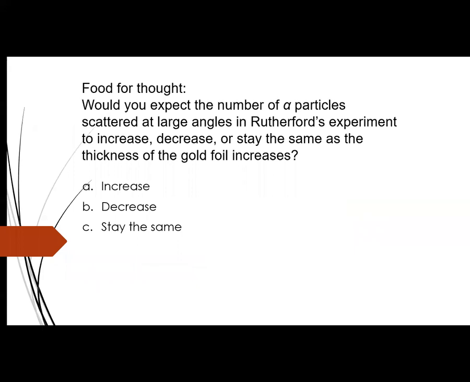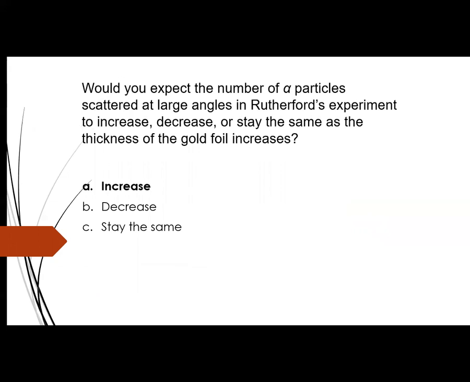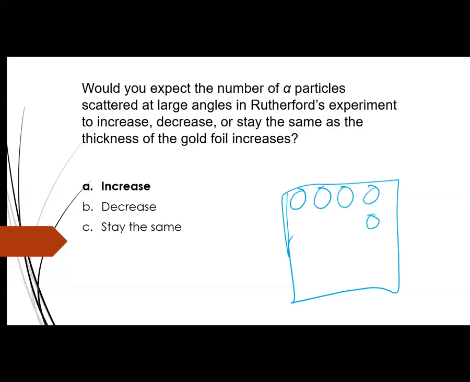Now, as food for thought, would you expect the number of alpha particle scatters at large angles to increase or decrease as we increase the gold foil? So if we put more and more foil there, would that increase or decrease? And so I think that they would increase. And the reason why is that as you shoot those alpha particles through, if we have thicker gold foil, we're going to start to get several layers of those nuclei.